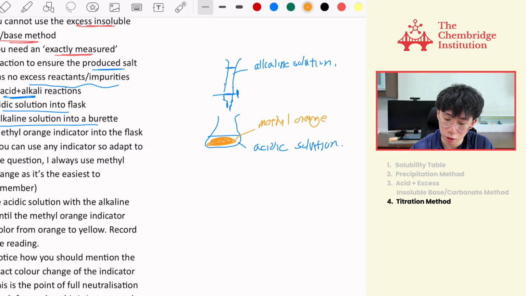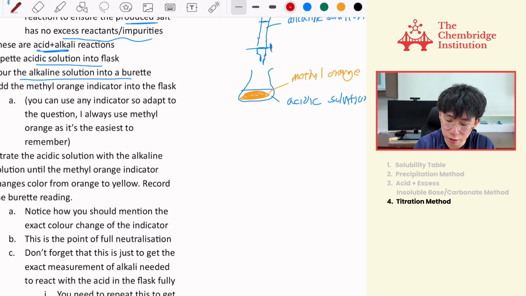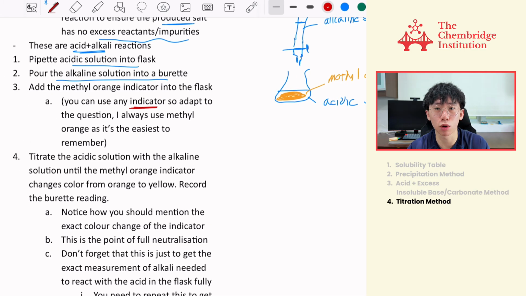Alright, so remember this indicator can be easily swapped out. You don't need to use methyl orange indicator, you can use another indicator like phenolphthalein, or thymol blue, depending on the question itself. But in general, I like to use methyl orange. It's just a very easy pH indicator to use.